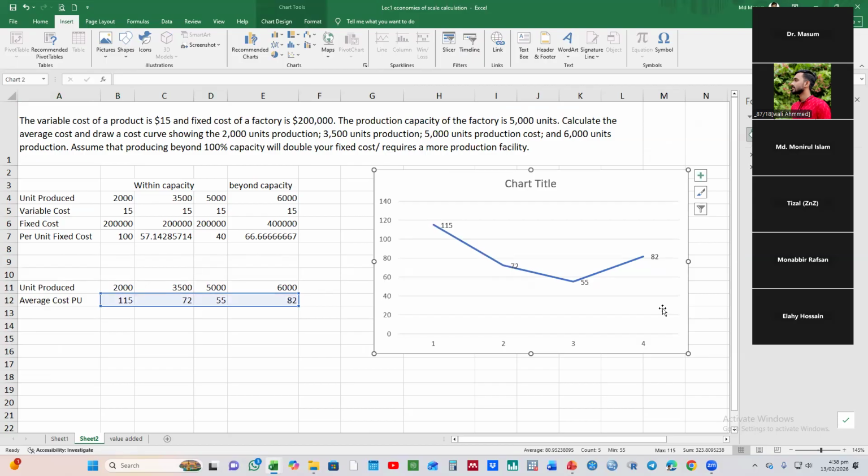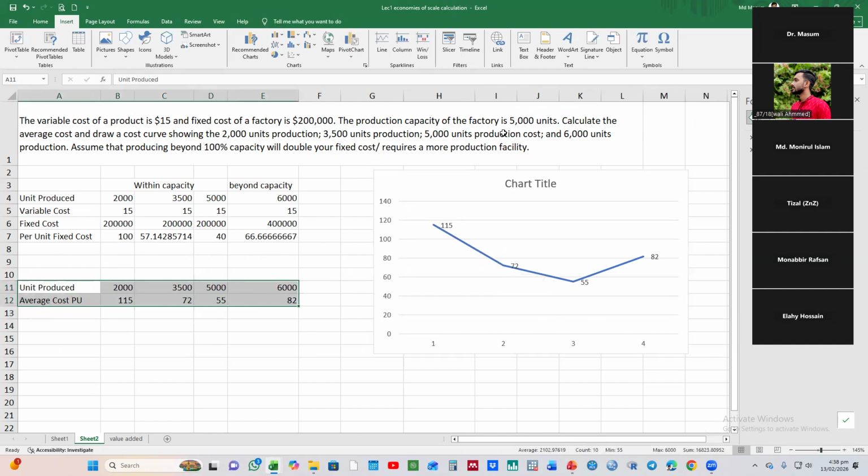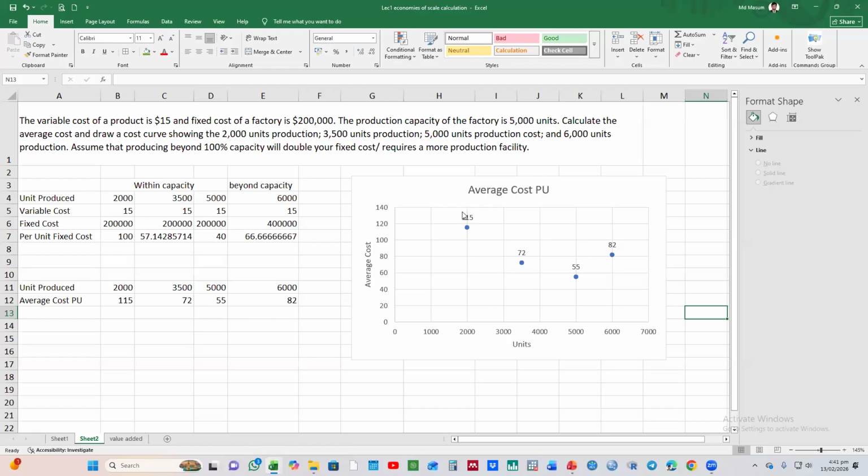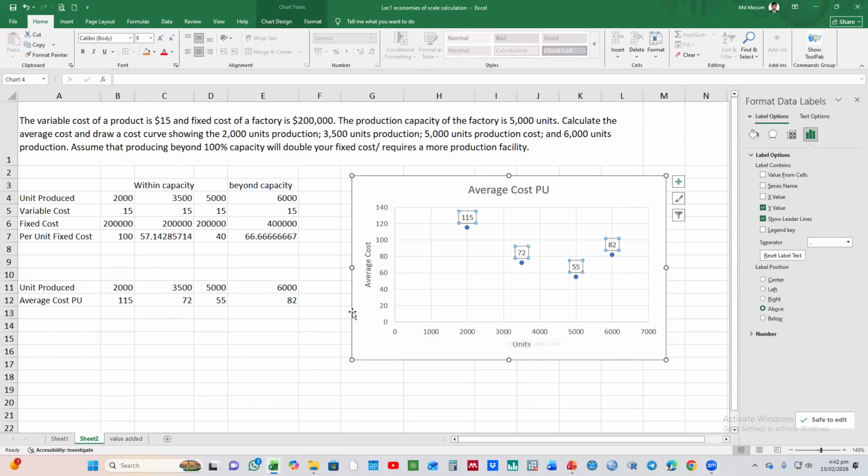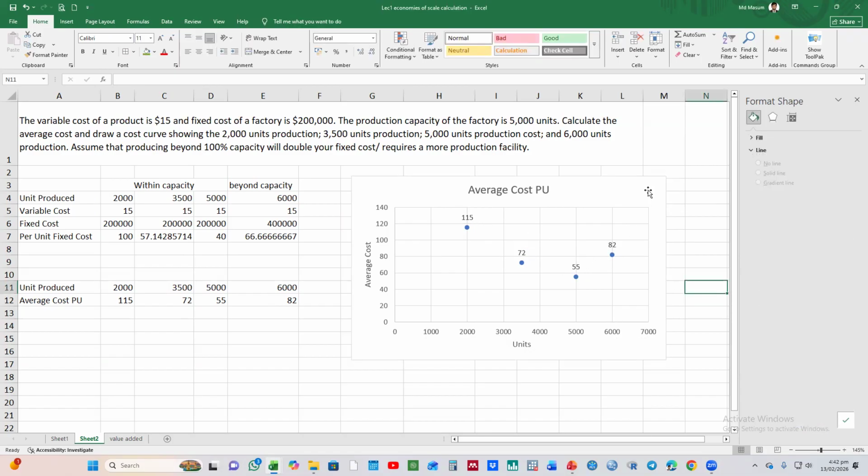The y-axis is average cost, the x-axis is units produced. When you are producing more, your unit cost is decreasing, and this continues up to 100% capacity. When you are producing 2,000, your average cost is 115. When you are producing 3,500, your cost is 72. When you are producing 5,000, your cost is 55. When you are going beyond capacity, again it is increasing.